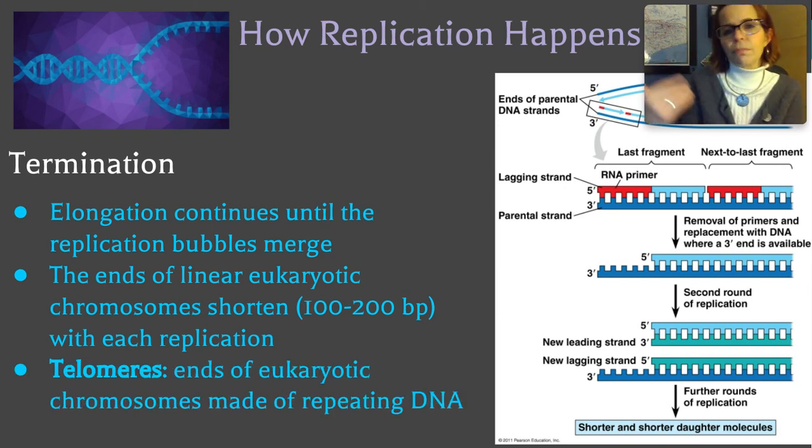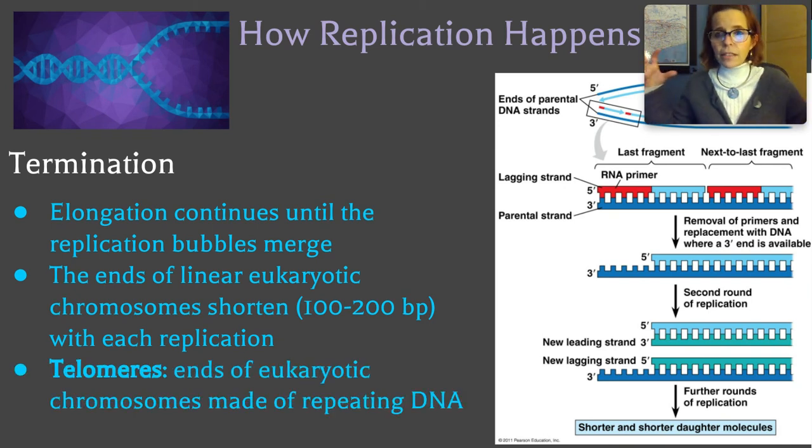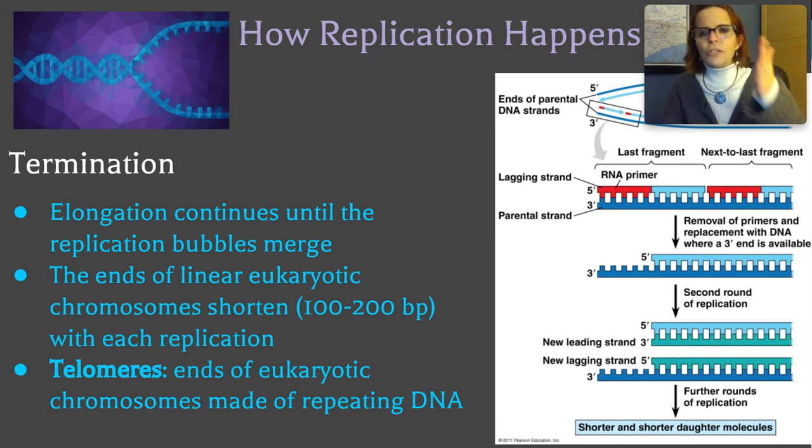So we have something called telomeres on the ends of our DNA, on the ends of our chromosomes, that are made of repeating sections of DNA so that when the DNA gets a little bit shorter and a little bit shorter and a little bit shorter, that's unimportant DNA and it doesn't matter that it's not getting copied.